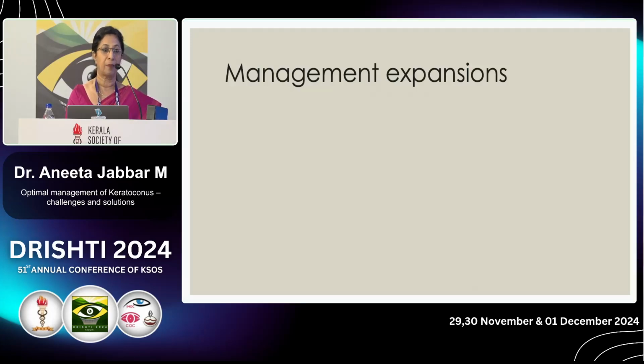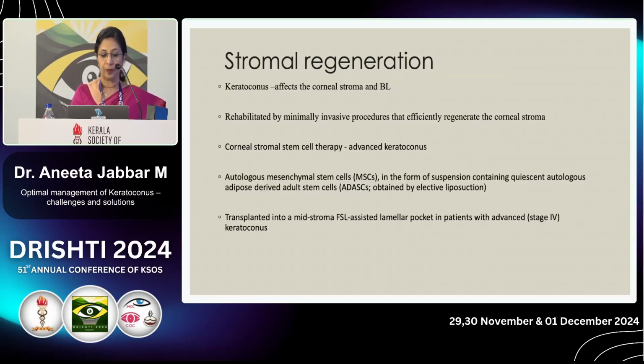So there are management expansions. Whatever we have heard is what we can do in our setup, but there is something else happening elsewhere. These are all examples; many more are happening, and I am giving you three or four examples of further steps, like stromal regeneration. We all know that keratoconus affects 85% of the corneal stroma and the Bowman's layer. So it can be rehabilitated by minimally invasive procedures, other than your PK or DALK, that effectively regenerate the corneal stroma.